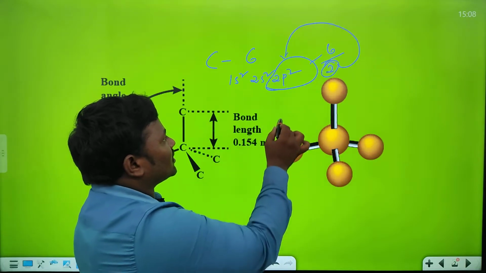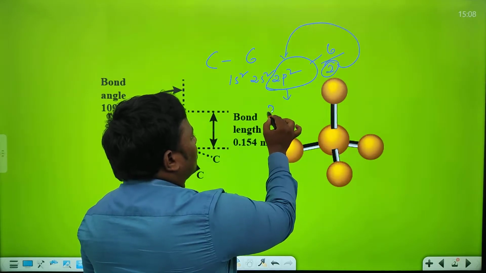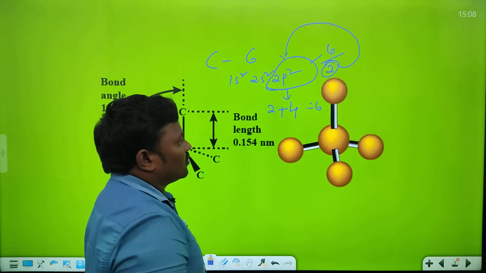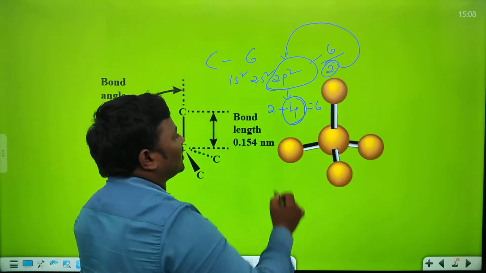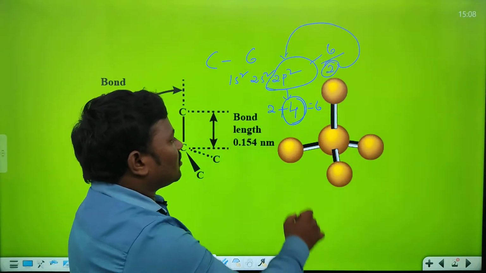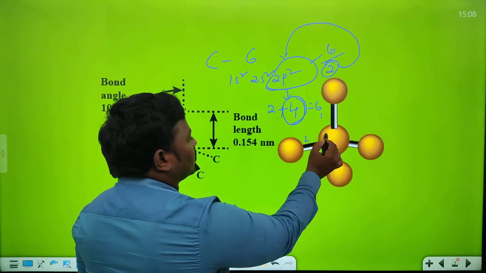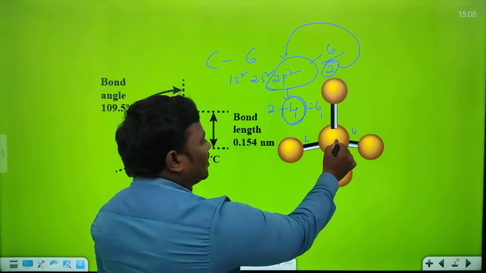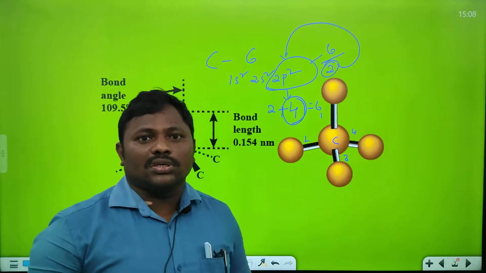How many electrons are required to fill the last shell? 2 plus how many is equal to 6? That is 4. So 4 electrons is its combining capacity. Based on that, carbon can form 4 covalent bonds, like 1, 2, 3, 4. The central carbon can form 4 covalent bonds.